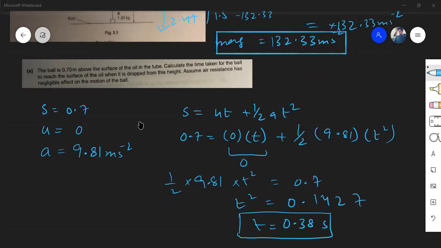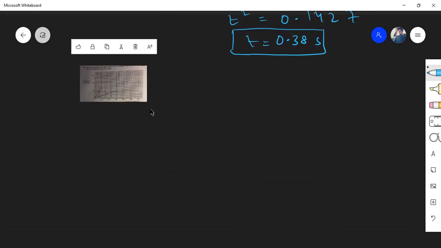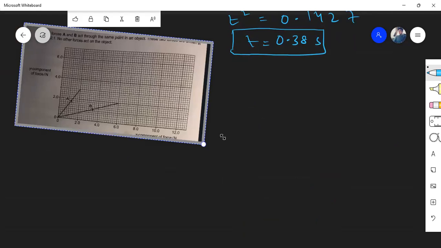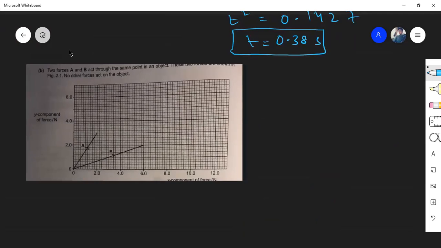The velocity v as it travels through the oil. Okay, so it's a completely different question. So now moving on to the next question you sent me. I think you won't be getting this question as well, but let me try doing this in front of you. It's this question where you have to find the resultant force of A and B.